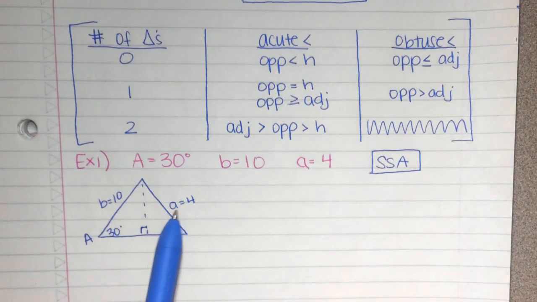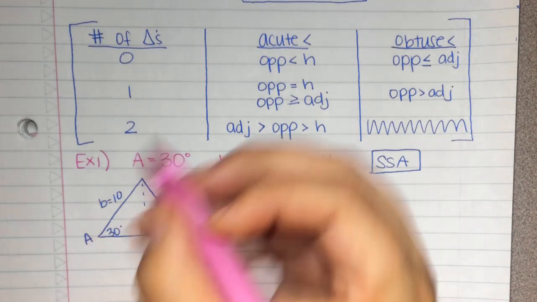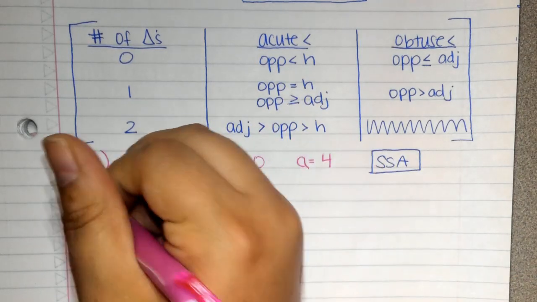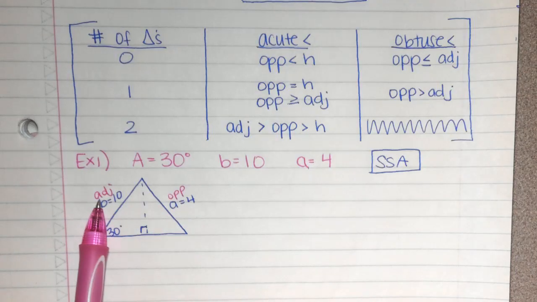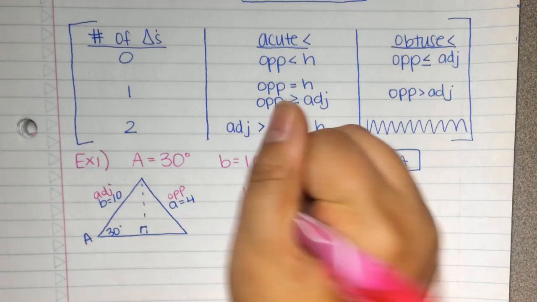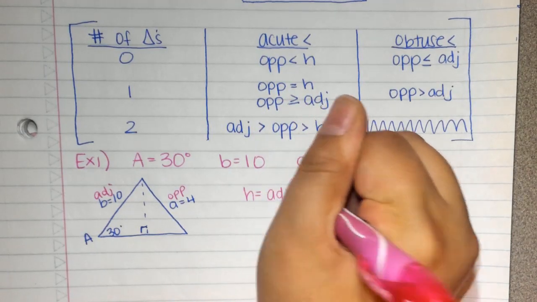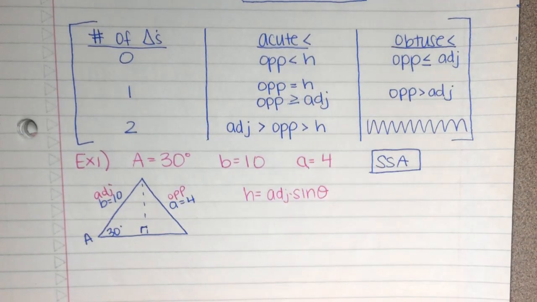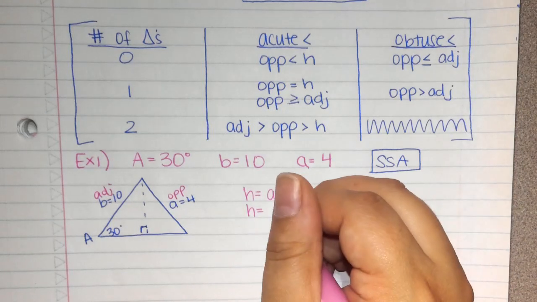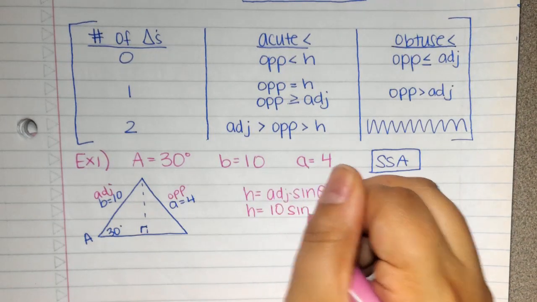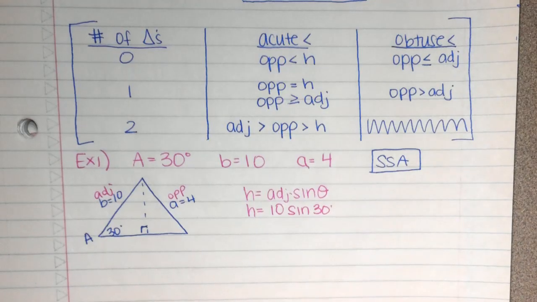So now that we know it's side angle, is your opposite, let's label these. On your test, I expect you to label these. Is your opposite bigger than your adjacent? No. Then you need to find the height by doing the adjacent sine of theta. What is my adjacent? 10 sine of 30 degrees. What is the sine of 30 degrees?